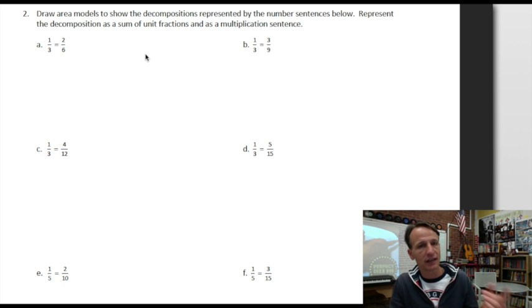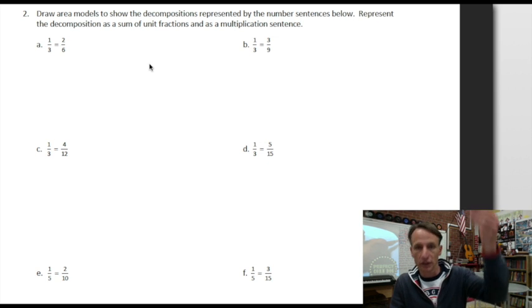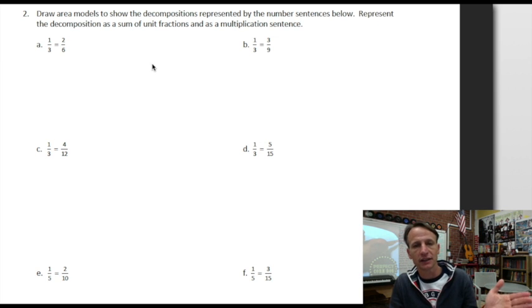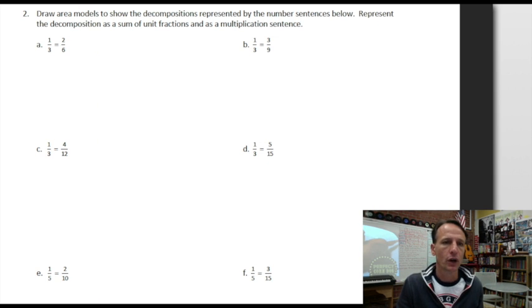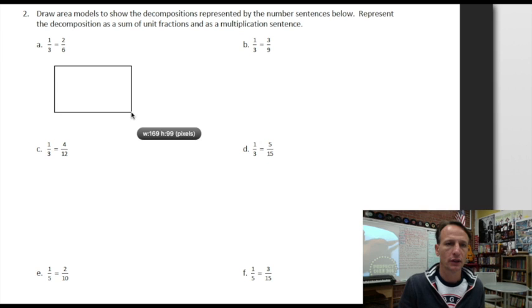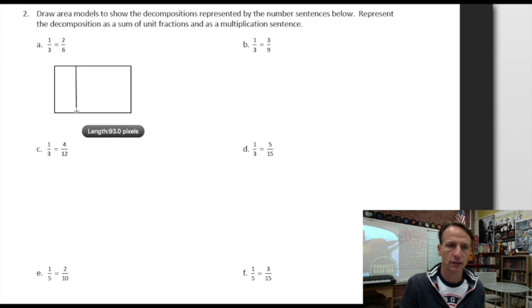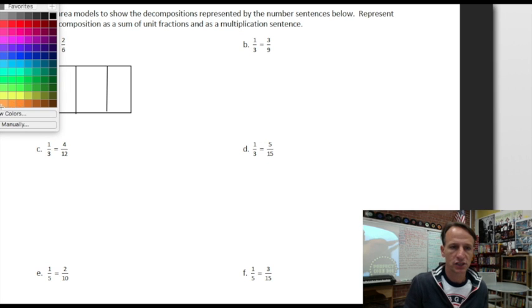Represent the decomposition as a sum of unit fractions, adding 1 something plus 1 something, right? Unit fractions, adding up sum, and a multiplication sentence. So you see, it's the same thing we were doing before, just now we have to draw the area model. So 1/3 equals 2/6. So some of these I'm going to have to draw bigger than others. This one I don't have to go crazy with, you'll see. So there we go. And I need to make this thirds. And I'm going to do as I did in lesson 4 and shade it in orange.